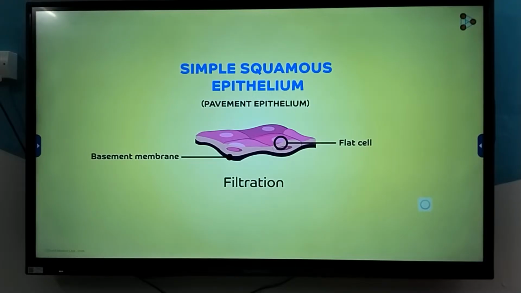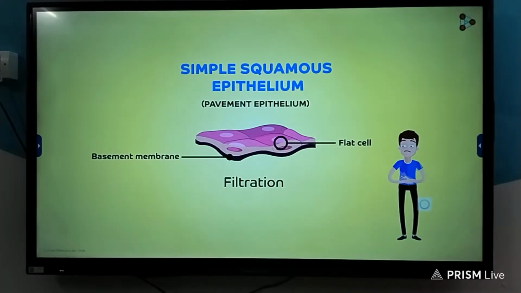Their flat nature itself states their function and locations. Such type is mainly used to transport or precisely diffuse substances across membranes and also perform filtration. Thus, where do you think we will find them? Well, think of the thinnest surfaces in our body, yes.